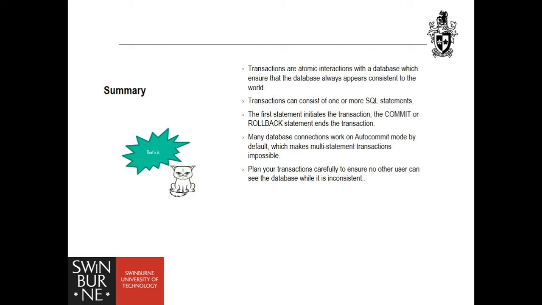Okay, so this is the end of the transaction. As a summary, a transaction is an atomic operation with the database which ensures the database appears consistent to the world. So you want to create the awareness to ensure the database is consistent, then it can be accessed by another user. It can consist of one or more SQL statements. The first statement initiates the transaction, and a commit or rollback statement ends the transaction. Many database connections work in auto commit mode by default, which makes a multi-statement transaction impossible. So at the end, we need to plan the transaction carefully to ensure no other users can see data while it is inconsistent. So this is the important part.